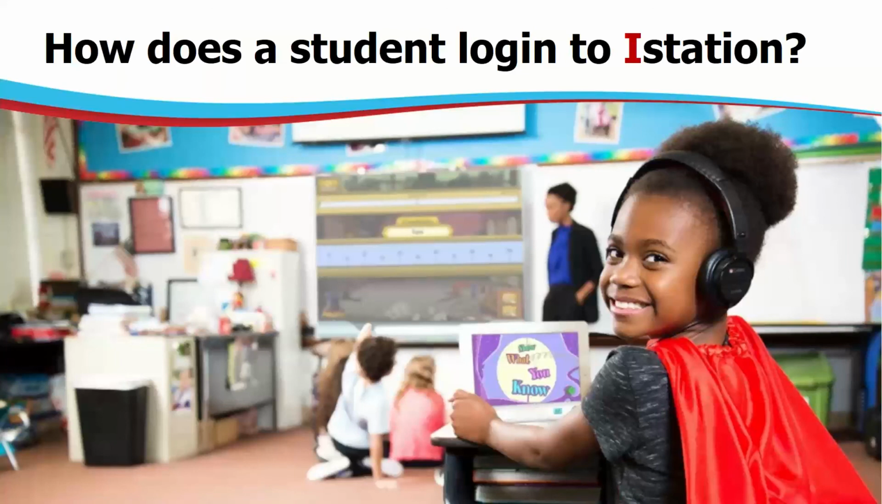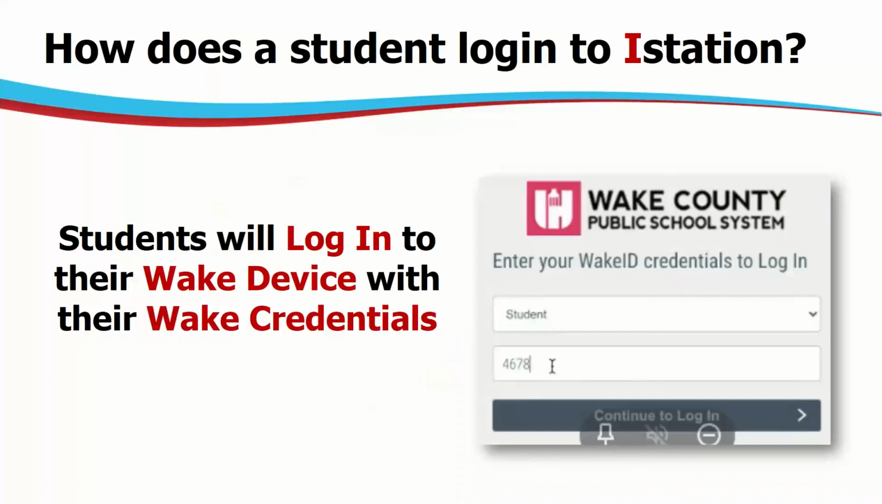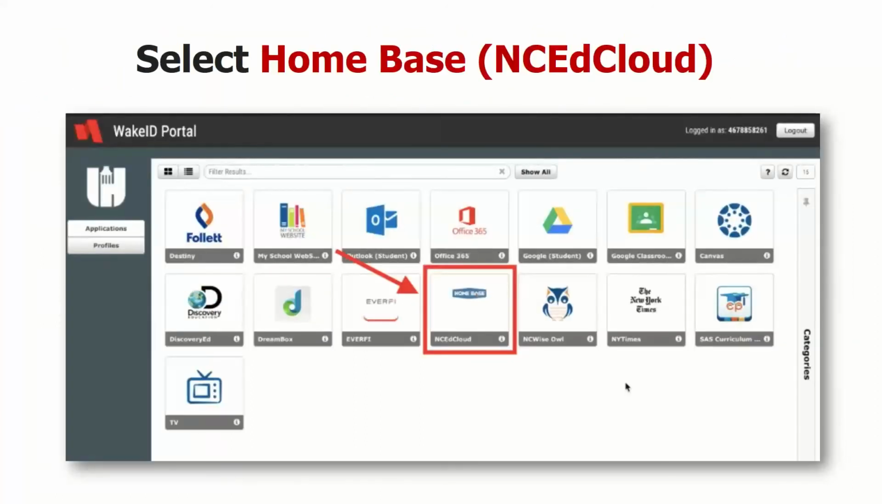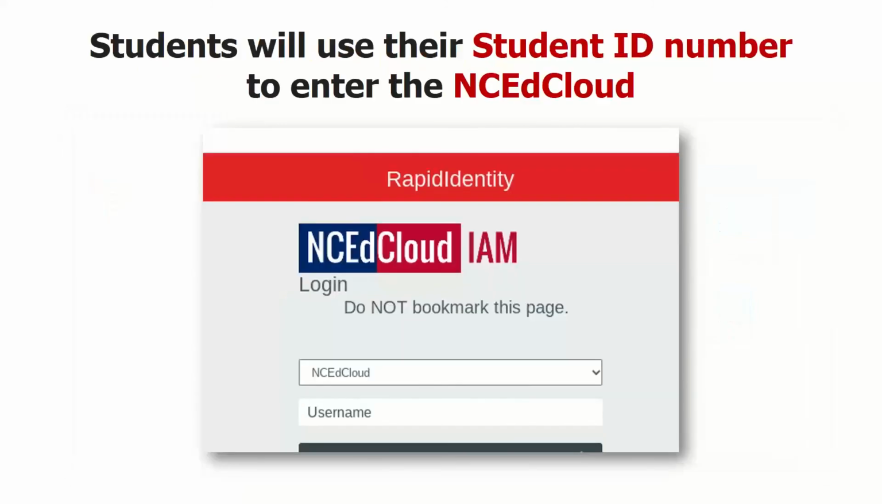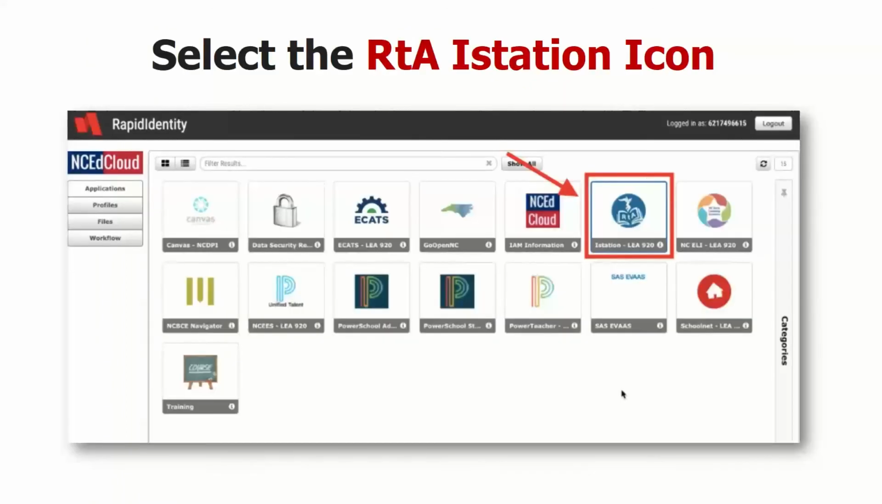So now that we've talked a little bit about the ISIP assessment in itself, you're probably wondering, how do students actually access the iStation application, and how do they log in to actually take the assessment? So I'm going to walk you quickly through those steps. Students would log in to their WAKE device with their WAKE credentials. Then they would select Homebase or the NCED Cloud. They would then use their student ID number or their PowerSchool credentials to enter the NCED Cloud.